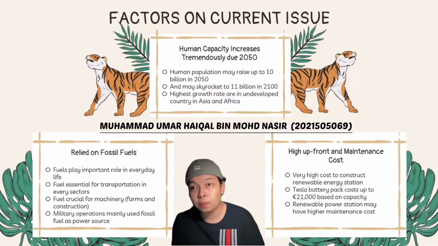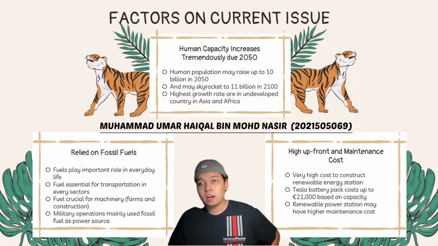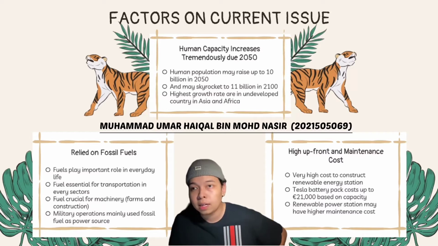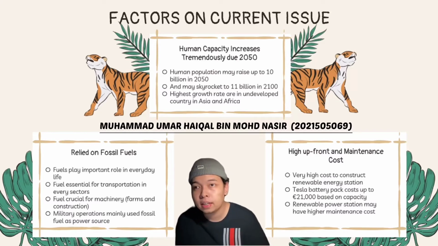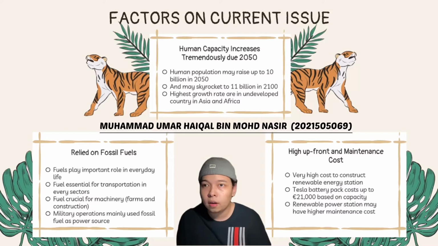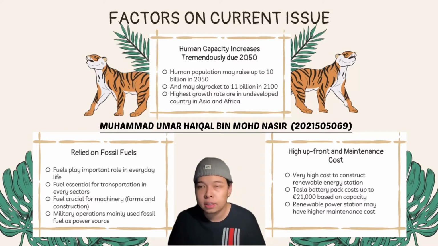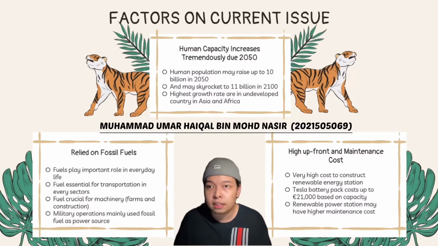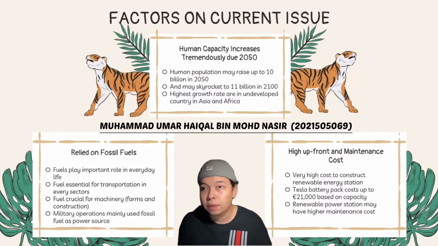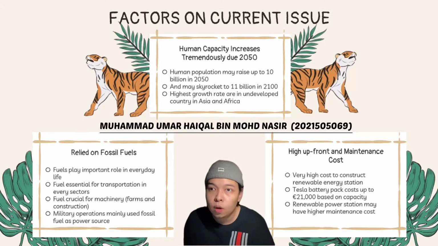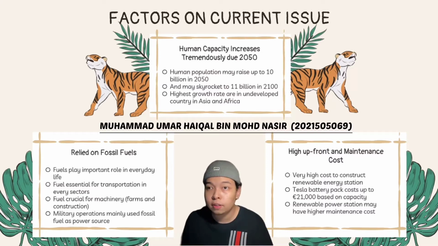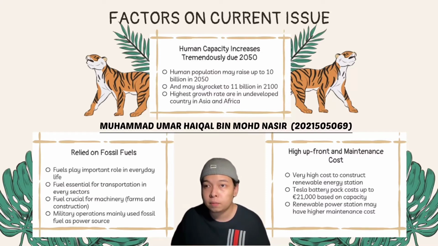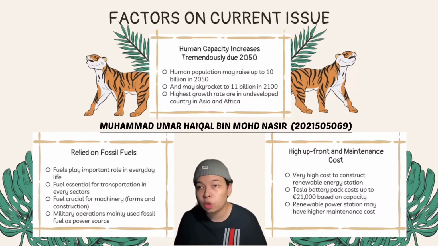Last but not least, we have high upfront and maintenance costs. The cost of a renewable energy plant station is so high that it overcomes its functionality. With this great price, the world right now cannot reach economic stability. For example, take Tesla cars. The battery pack itself costs around 21,000 euro, where you can buy a car for around 25,000 euro, a 3,000 to 4,000 euro difference, showing that fossil fuels are right now dominating over renewable energy.